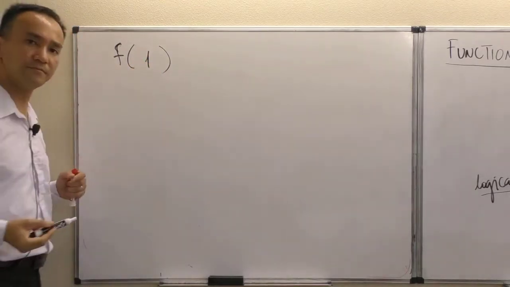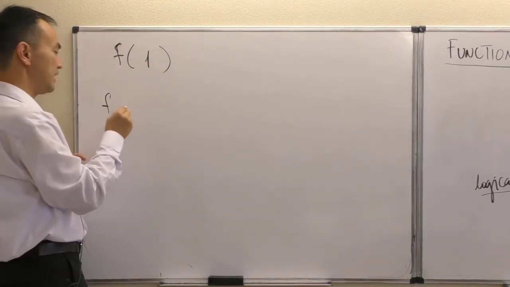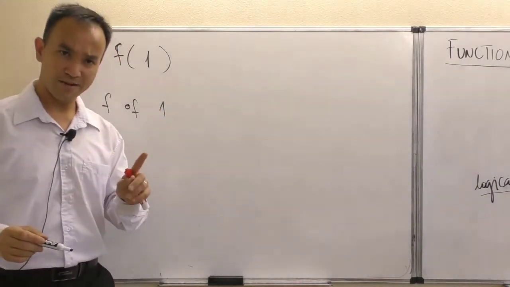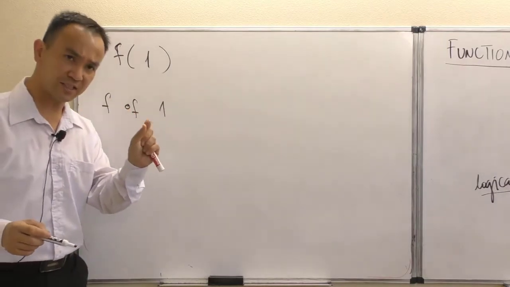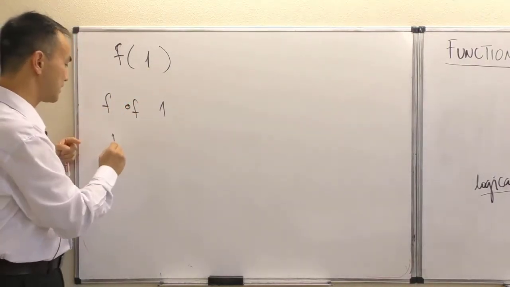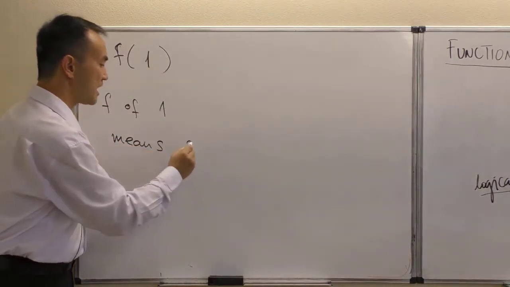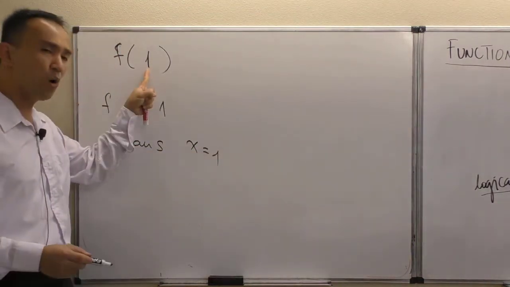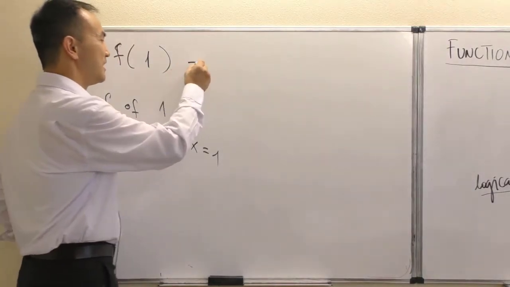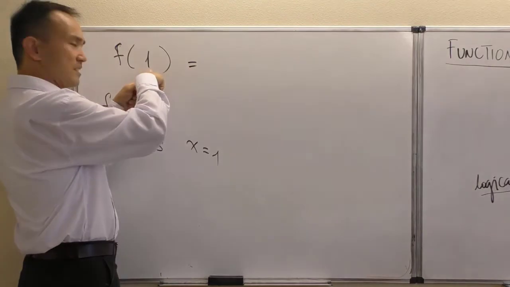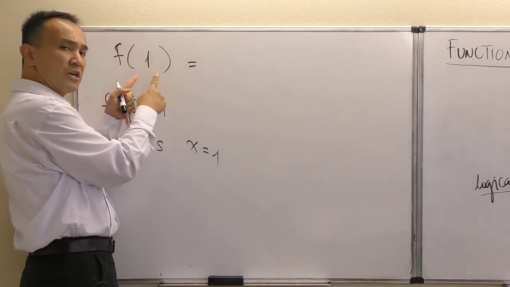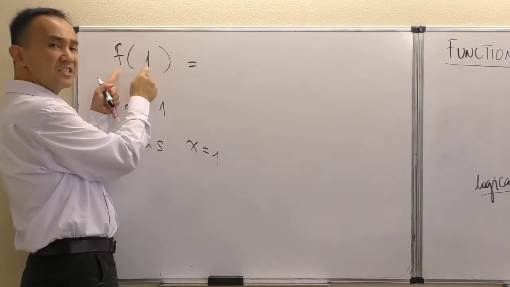Now when you are looking at f of 1, for example, this is how we read it. f of 1. No longer x, f of 1. This is the convenience of using a notation right here. This means x equals 1. We substitute 1 in place of x. Compared with the original notation f of x, instead of being x, it's 1 here.